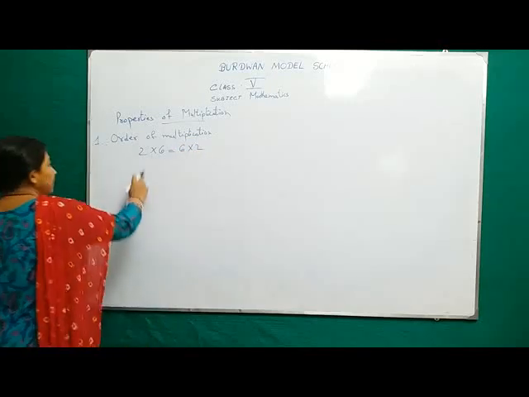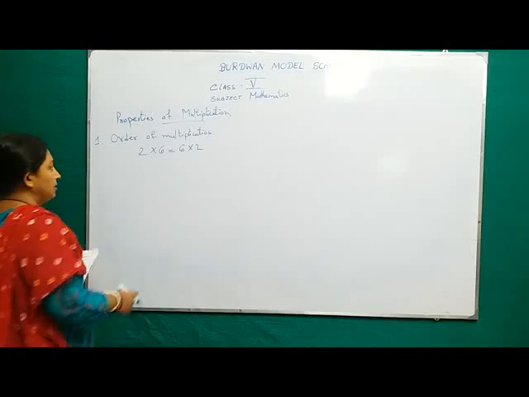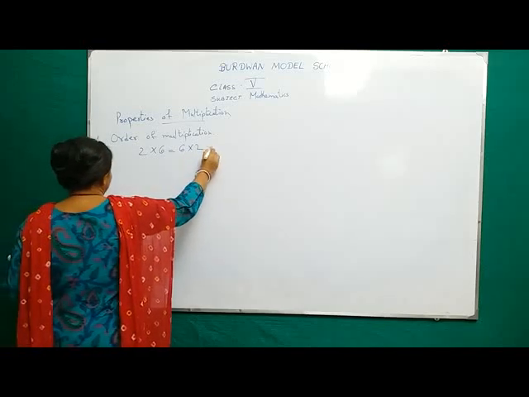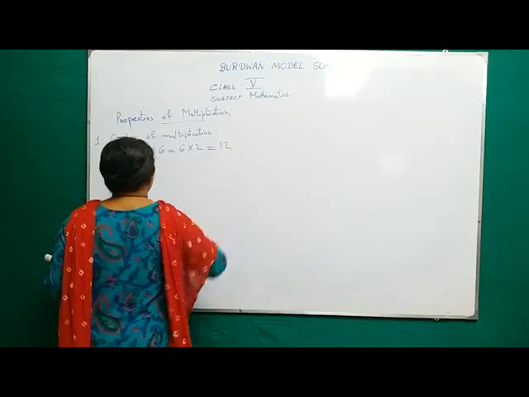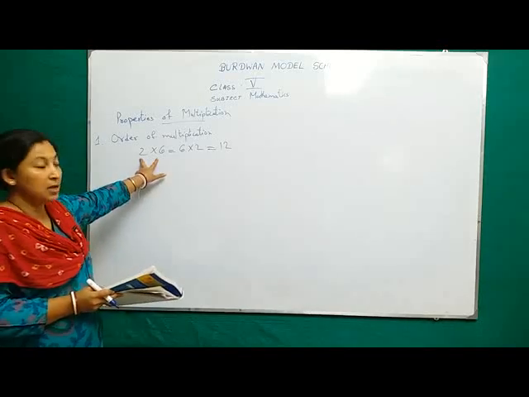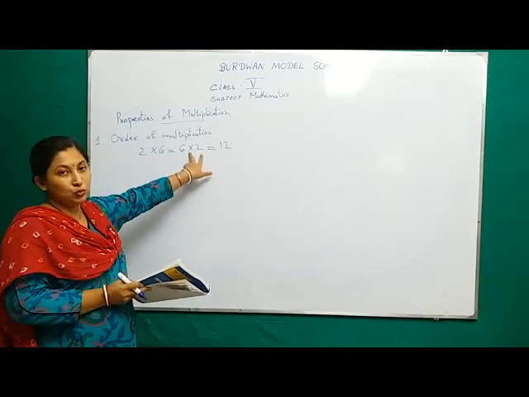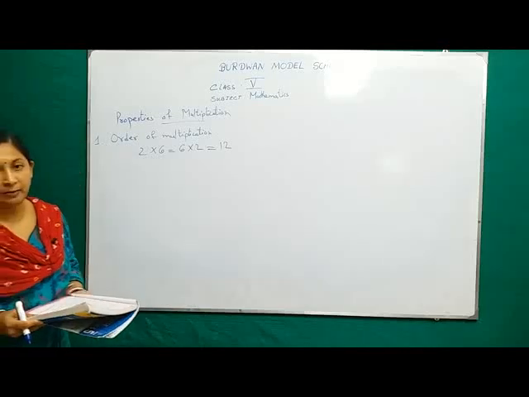That means here the 2 is first, and in the next I have given the 2 in the next term. Whatever the order, the answer remains the same, that is 12. So 2 into 6 will be the same as 6 into 2, that is 12. So this is called the order property of multiplication.